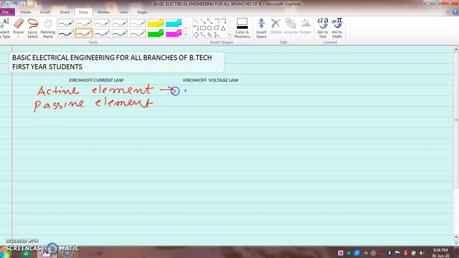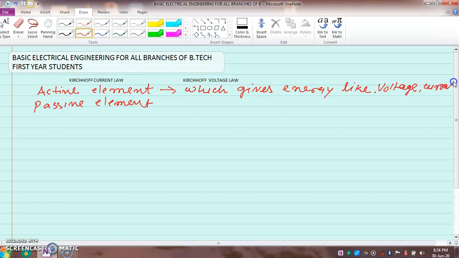Active element means which gives energy, like voltage source, current source. These are the active elements. Passive elements are like resistance, inductance, capacitance.